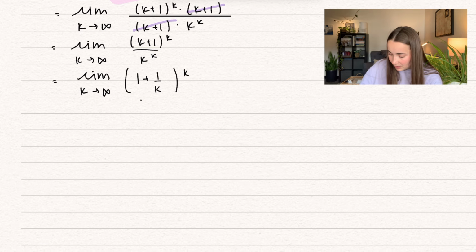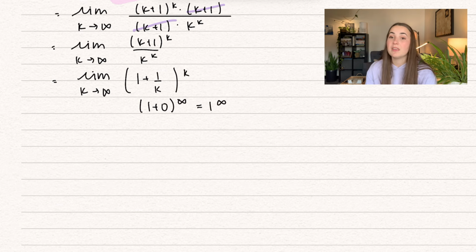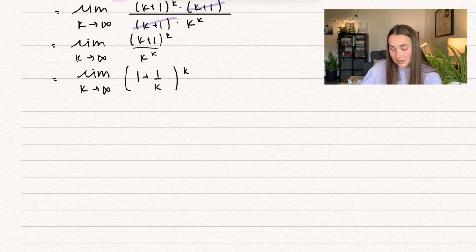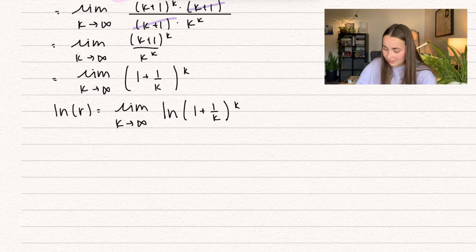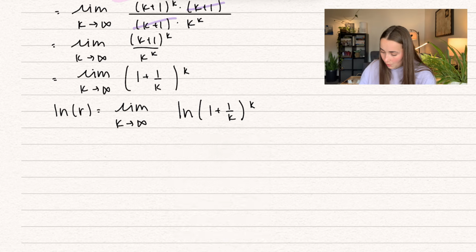If we plugged in infinity, we would have 1 plus 0 to the infinity, which is equal to 1 to the infinity. That is indeterminate form, but it's not in the form of a fraction, so we can't use L'Hopital's yet. So let's go ahead and set up for L'Hopital's. I'm going to take the natural log of both sides, and the purpose of doing that is so I can use exponent rules. So that exponent comes to the front, and I'll rewrite it to be bigger.